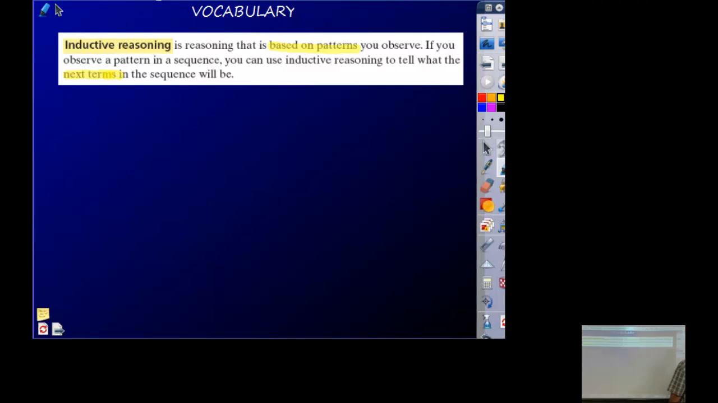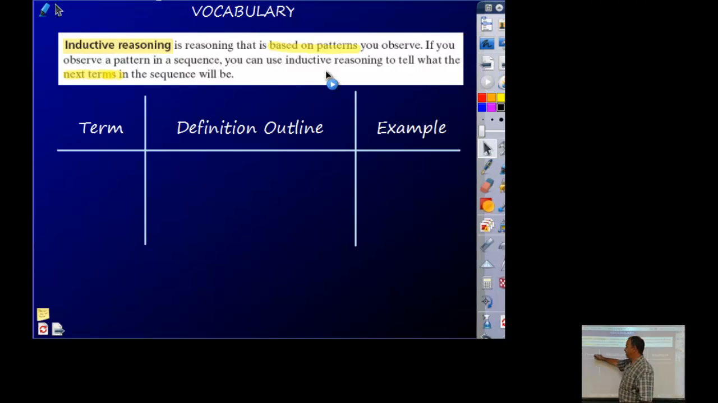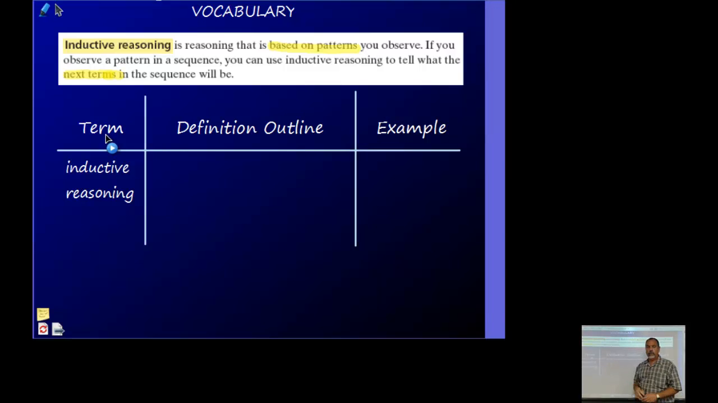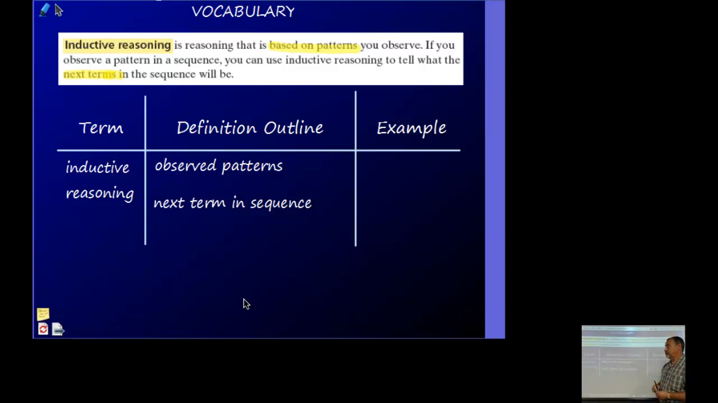So when I'm writing in my notes, I want to write down the topic that I'm looking at. In this case, it happens to be a vocabulary word. What is it? It's an observed pattern, something I look at that is a pattern that I observe. What do I use it for? To get the next term in the sequence. And then I might want to put an example.